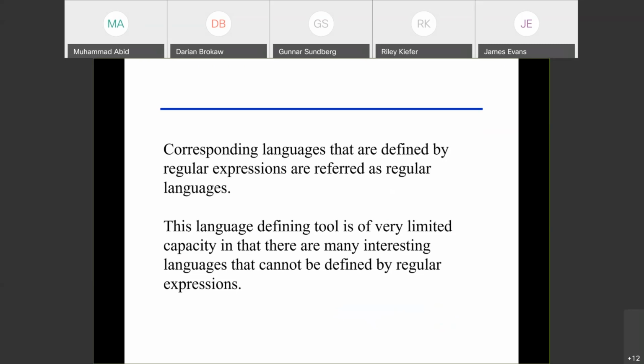So if you have a language and you have a regular expression for that language, it means that it is a regular language. It is not possible to write a regular expression of any other language. Okay, so this is very important, that regular expressions refer to regular languages.